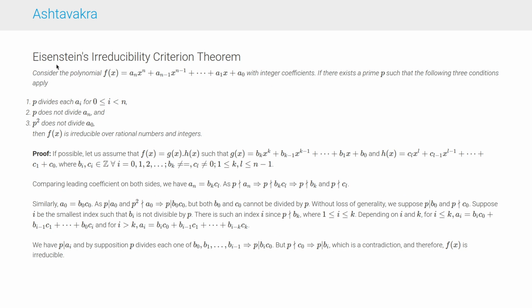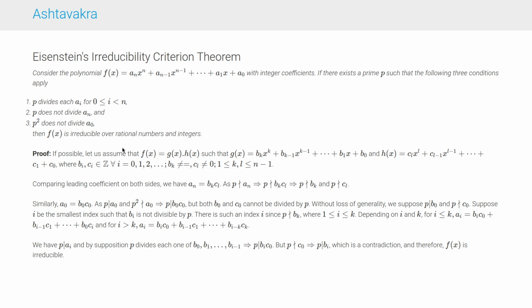Now we come to Eisenstein's irreducibility criterion theorem. It says that we have a polynomial f(x) which we normally write as a_n x to the power n plus a_(n minus 1) x to the power n minus 1 and so on up to a1 x plus a0 with integer coefficients. If there exists a prime p such that the following three conditions apply: p divides each a_i for 0 less than or equal to i less than n, p does not divide a_n, and p square does not divide a0, then f(x) is irreducible over rational numbers and integers.